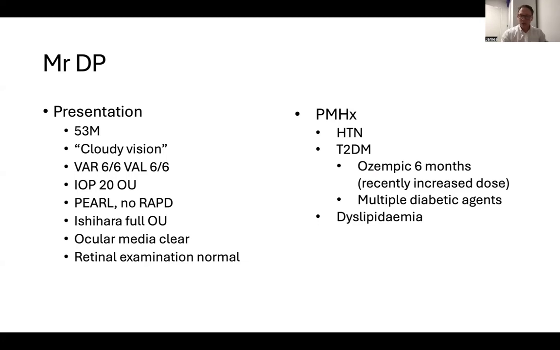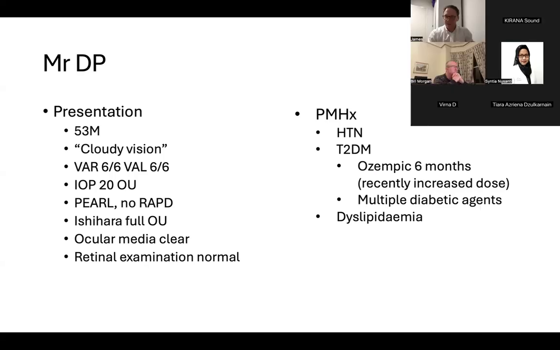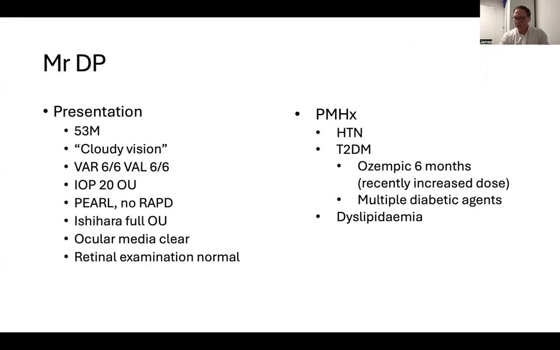Now, his past medical history: he had hypertension, dyslipidemia, and type 2 diabetes, which he's managed with a number of anti-diabetic agents, including Ozempic, which he had recently increased the dose of within the last 6 months.